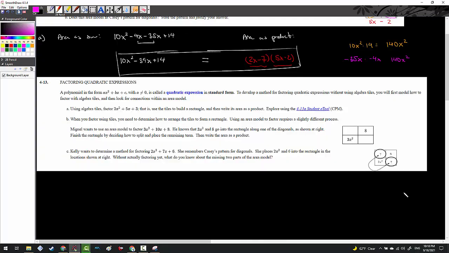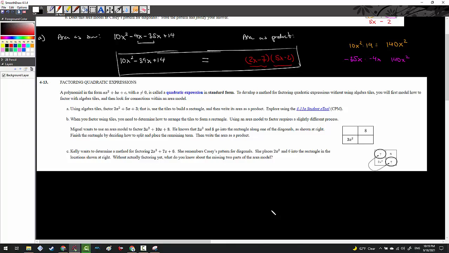In 4-13, the culmination of what we are doing will slowly start to come to pass here, where they tell us about factoring a quadratic expression, and they talk about a polynomial in the form ax squared plus bx plus c, with a not being 0. It's called a quadratic expression in standard form. And we're developing this method for factoring the quadratic without using algebra tiles, but in order to get there without using algebra tiles, they want us to first use algebra tiles.